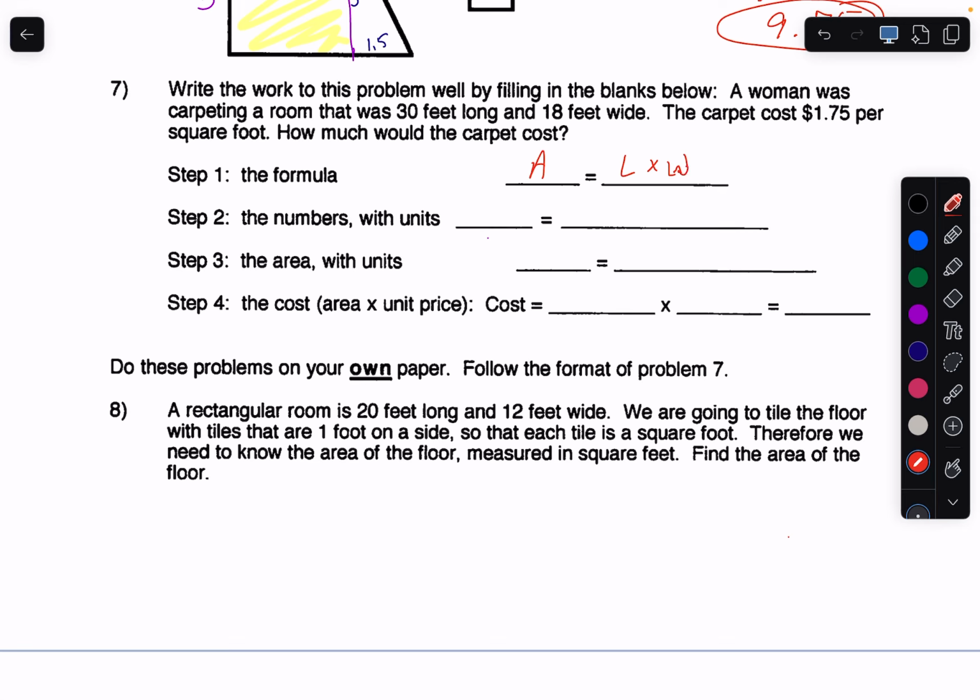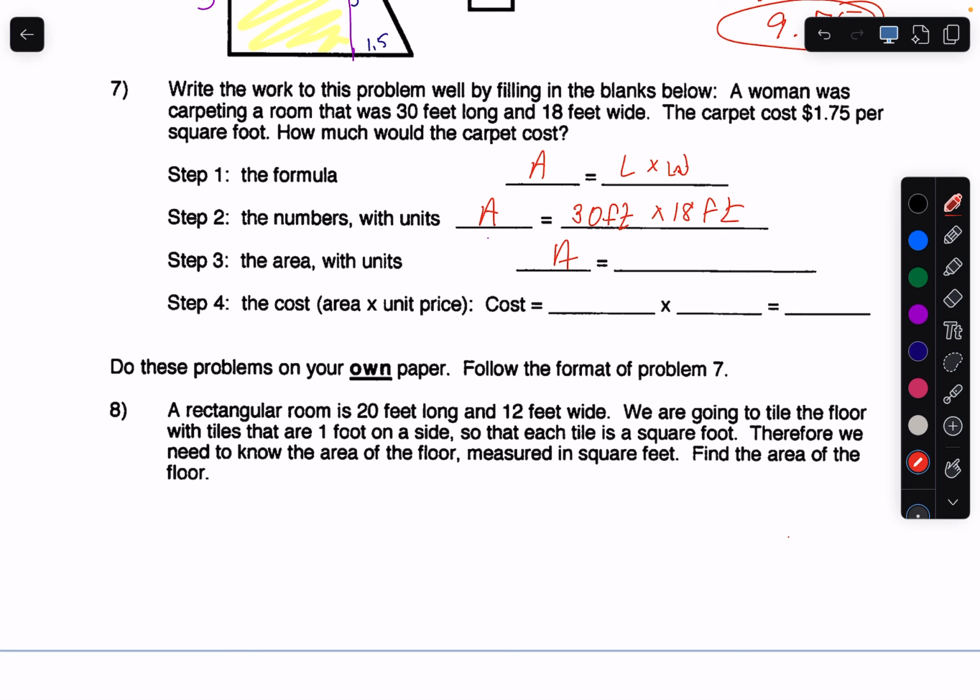Length times width. So now let's put in the numbers with units. Our area is going to be 30 feet. Remember, you can put the little tick mark if you want, or you can put feet, times 18 feet. And then the area, if you do it on your calculators, feel free to check me here.